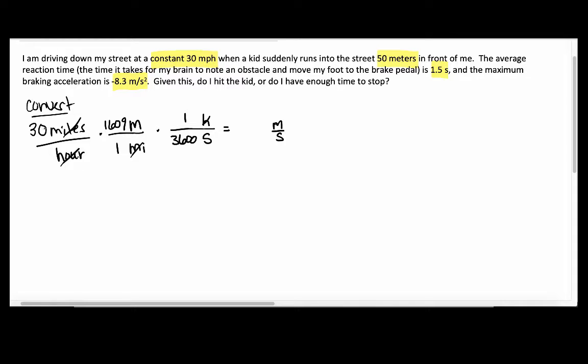Now I just need to multiply everything on top and divide by what's on the bottom. When I do that, I get 13.4 meters per second. Now that I've converted and I have everything in the right units, I need to actually tackle the problem.